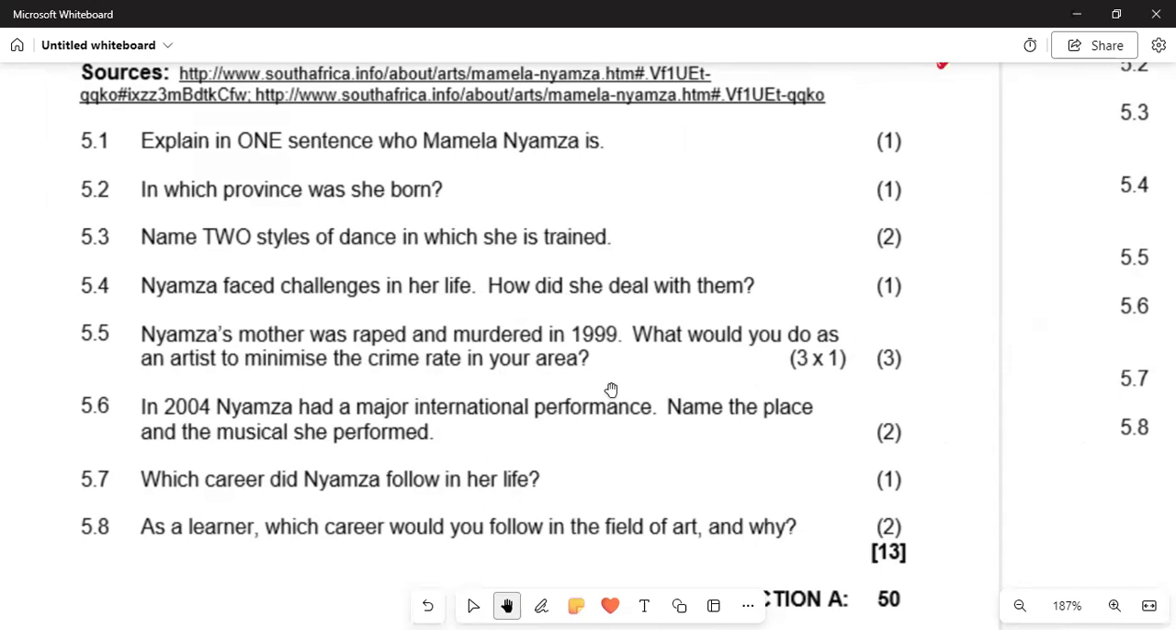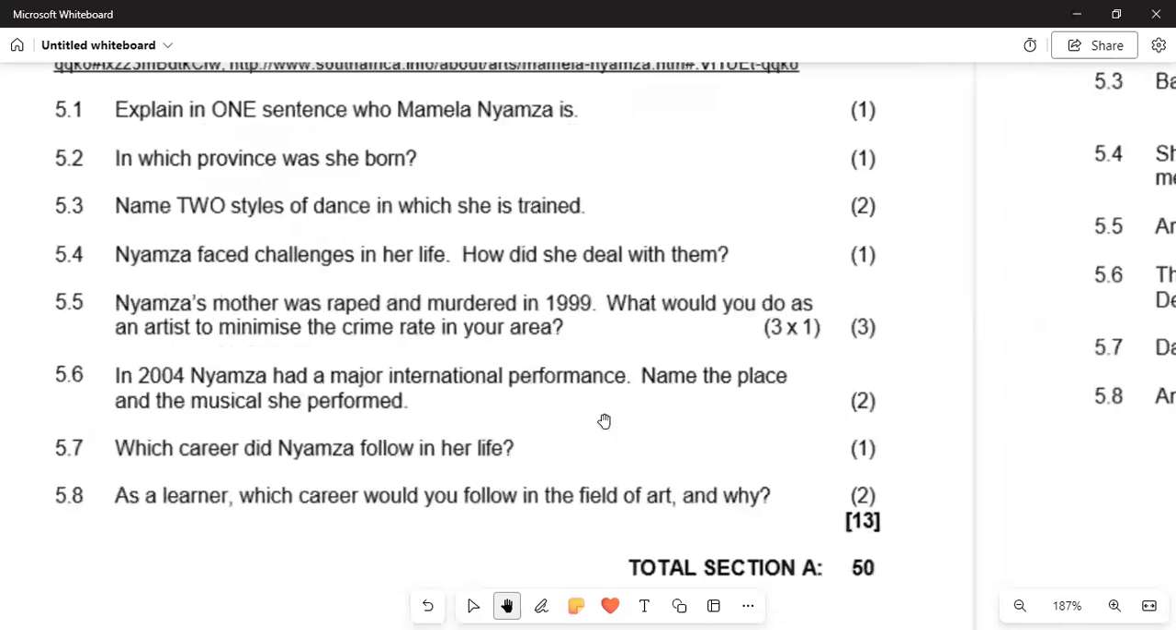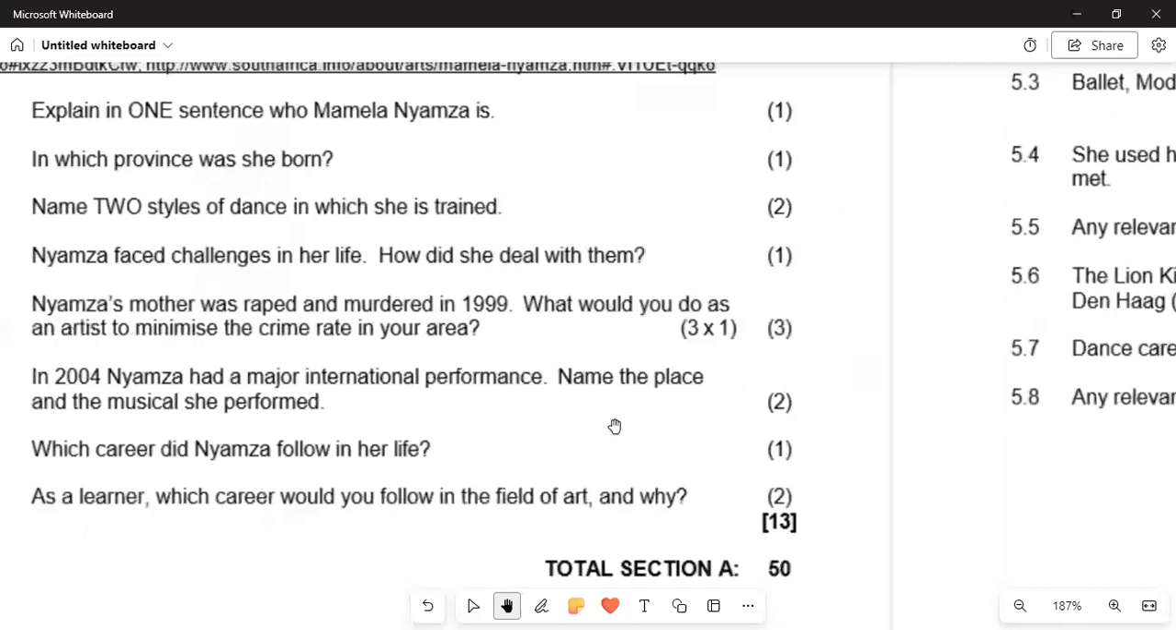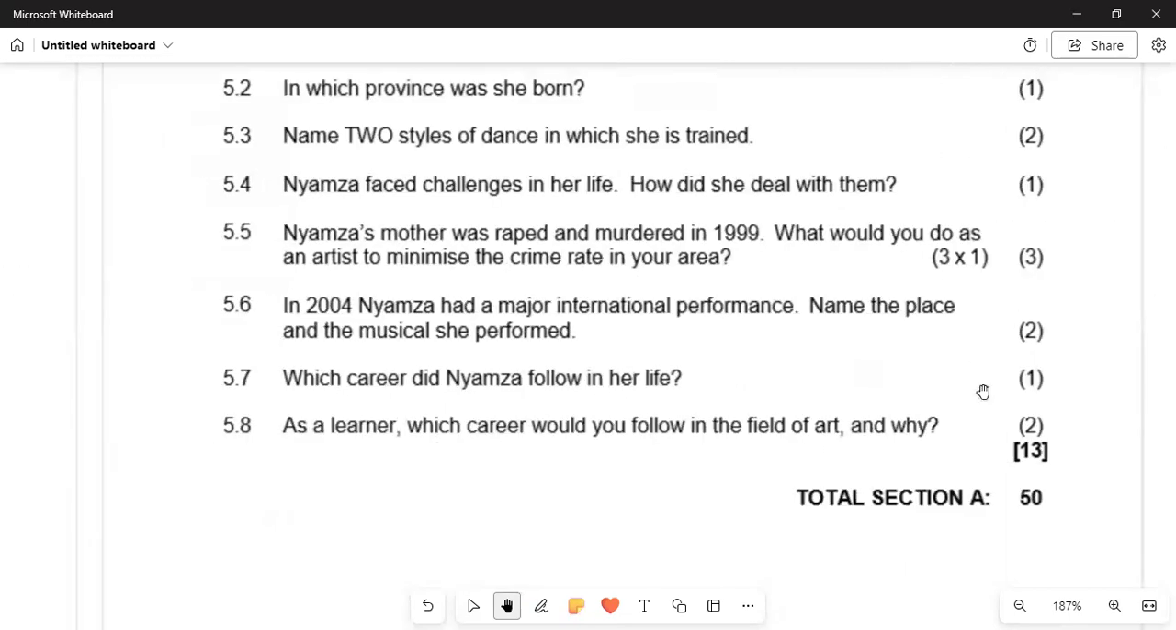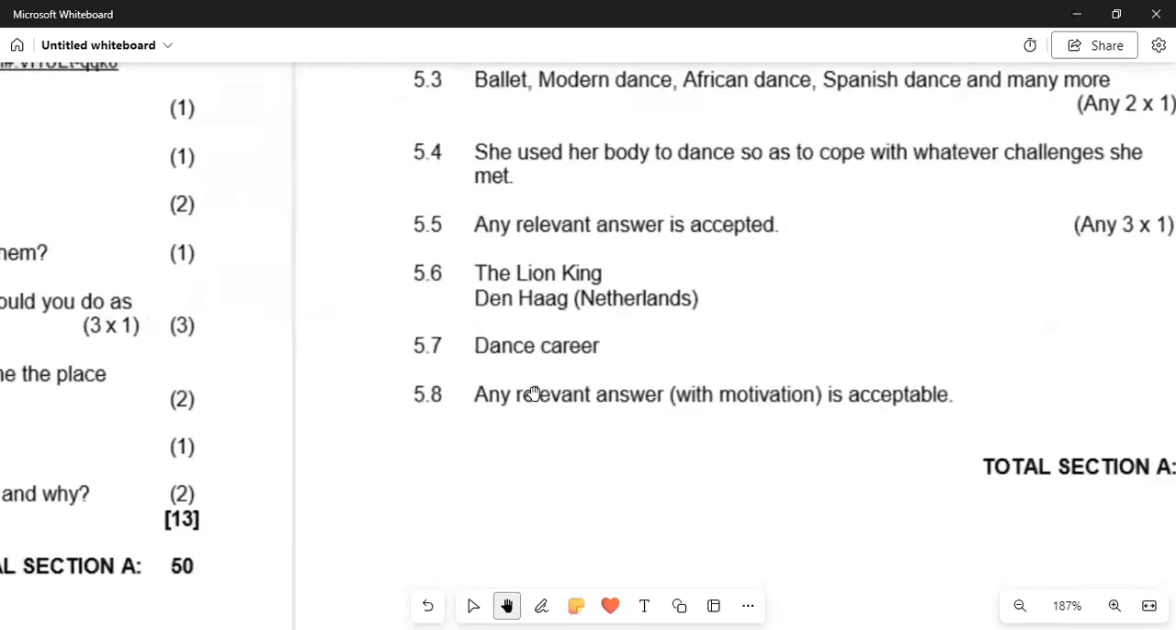In 5.6, in 2004, Nyamza had a major international performance in a musical. The musical she performed in was The Lion King at Den Haag in the Netherlands. 5.7, which career did Nyamza follow in her life? And 5.8, as a learner, you are going to say dance, and then you just motivate your answer.